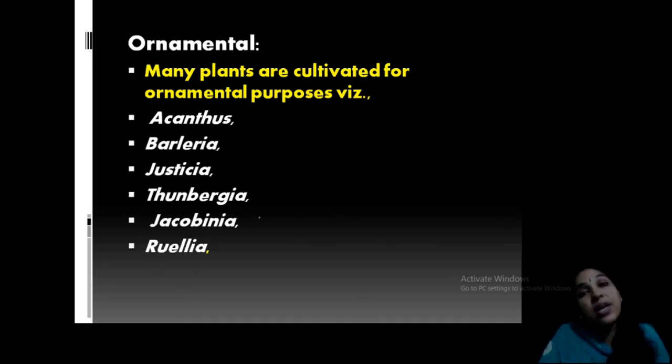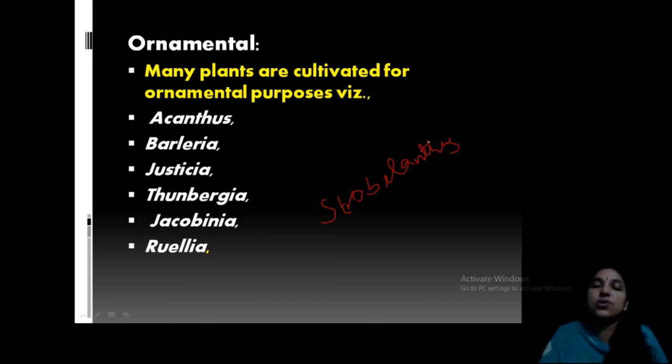Ruellia. Then you know Strobilanthus, Kurinji, Neela Kurinji. Neela Kurinji flowers after 12 years, you know, in Agastyamalai, Munnar, Rajamala regions. So that is Strobilanthus. That also belongs to this group. I will write the spelling: S-T-R-O, Strobilanthus. B-I-L-A-N-T-H-U-S. That is Strobilanthus. Okay.